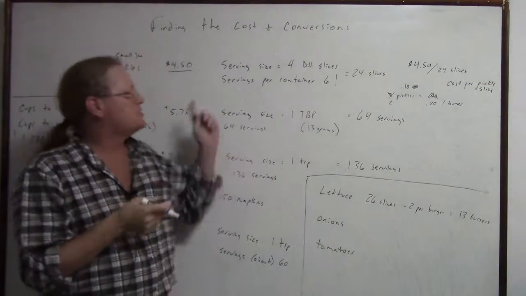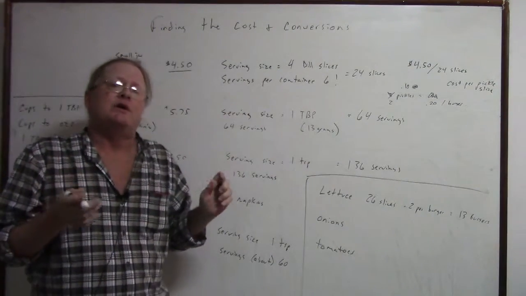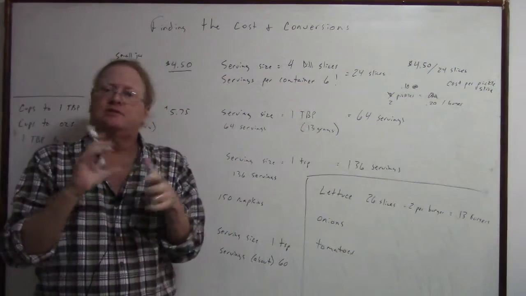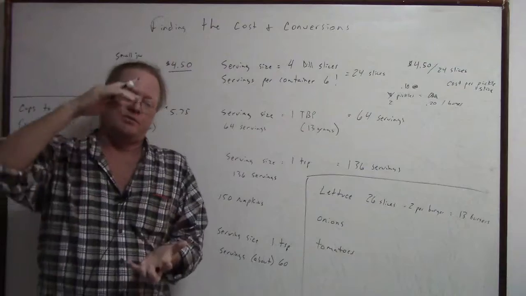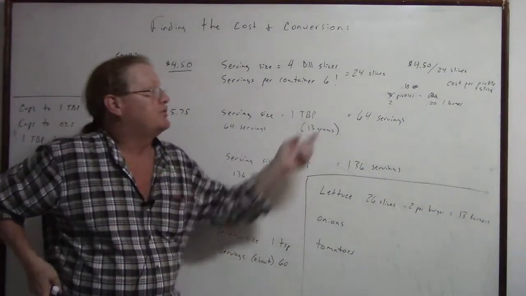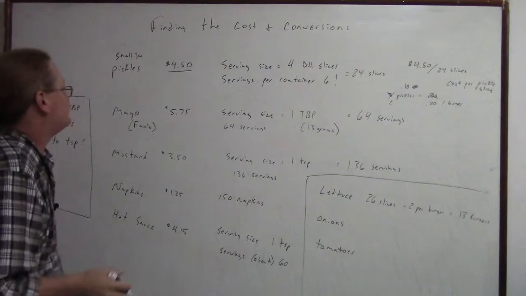Now, this is just an example, but it's not very realistic because it's such a small jar, and they got you at the grocery store. If you're going to have a big operation, you get it by the gallon, right? And that would drop the cost down dramatically, I'm sure.